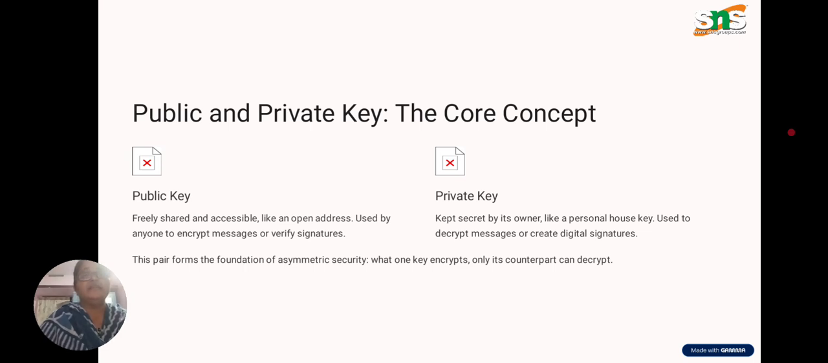In this slide, we are learning about the two keys, the public key and the private key. The public key is openly shared and can be used by anyone to send encrypted messages. The private key is kept secret by the owner itself. The important point in this slide is that if a message is encrypted using the public key, only the corresponding private key can decrypt it. This ensures security and privacy, and this was the purpose of using both the public and private keys.